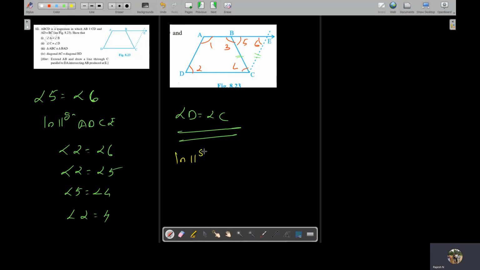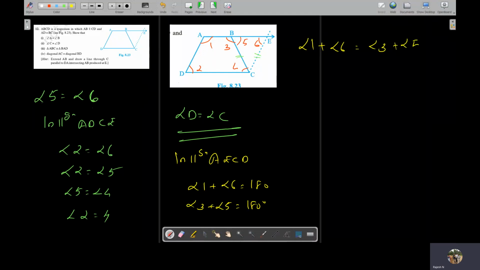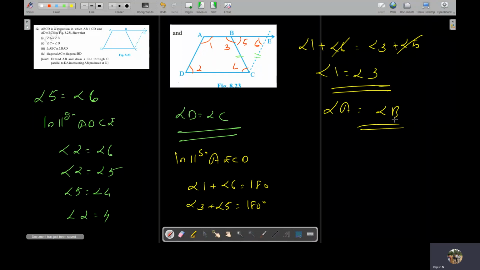In parallelogram AECD, you know 1 plus 6 is equal to what? 180. Why? Adjacent angles. 3 plus 5 is equal to 180. What is the reason? Linear pair. So since the left hand sides are equal, the right hand sides are also equal. So angle 1 plus 6 is equal to angle 3 plus angle 5. But 5 and 6 are already equal, so 5 and 6 are cancelled. So angle 1 is equal to what? Angle 3. Therefore, angle A is equal to what? Angle B.